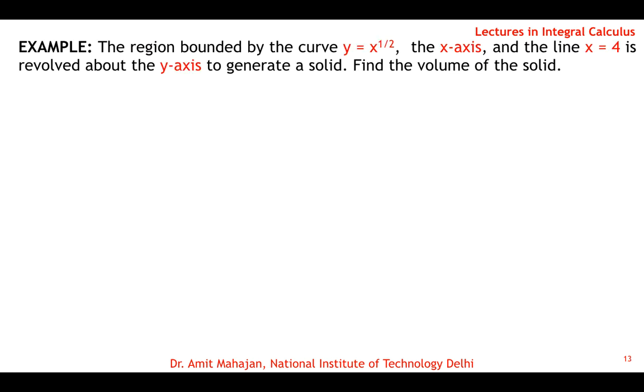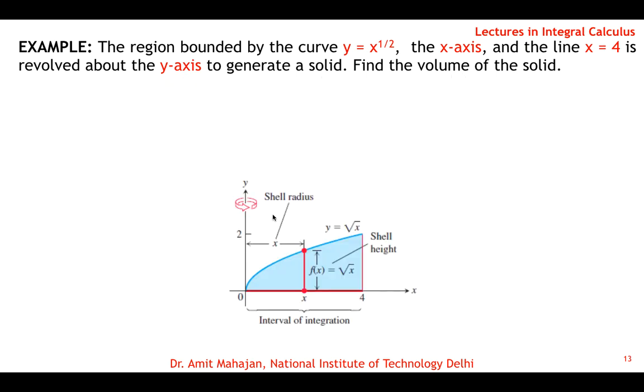So let us see one example on this. Say the region bounded by the curve y is equal to root x, the x-axis, and the line x is equal to 4 is revolved about the y-axis to generate a solid. Find the volume of the solid. Say you are given that y is equal to root x is a curve, and the x-axis, which is this, and x is equal to 4. So these three lines and curve together bound a region, which is this region, and if this region is revolved about the y-axis, so this whole region will revolve like this. So it will generate a volume.